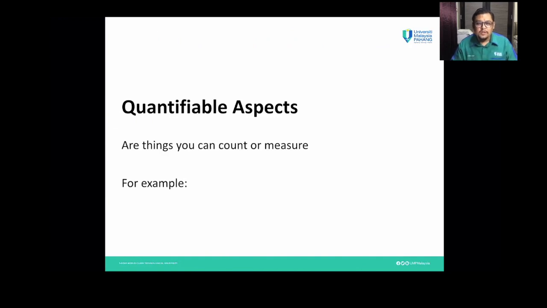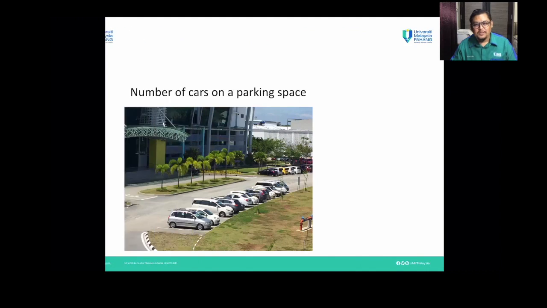Next is quantifiable aspects. What are those? Well, quantifiable aspects are the things that you can count or measures. For example, look at this picture. Can you count the number of the cars? Right? So we are actually quantifying the cars.